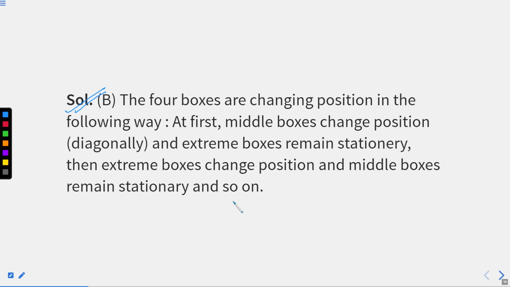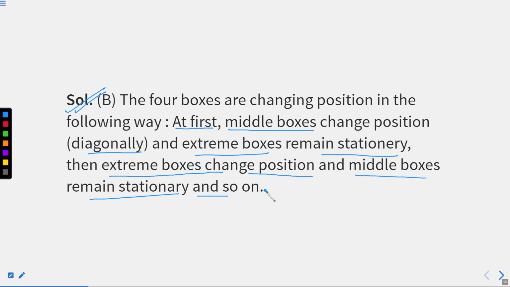Now what will we do? We will read the answer again just for better revision of the same, right? So the answer says that the 4 boxes are changing position in the following way. The first and the middle boxes change their position diagonally and the extreme boxes remain stationary. Then the extreme boxes change their position and the middle boxes remain stationary.